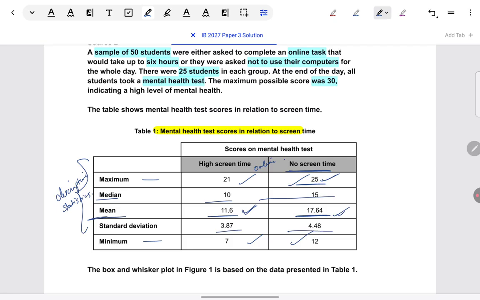Standard deviation as such does not give a central tendency measure. It does not represent the typical mental health outcome of the group, but it does show variability. So variability is a little lower in the high screen time group, which is a more positive indicator, but again, it's not that much higher in the no screen time group. So we have done a broad inspection.